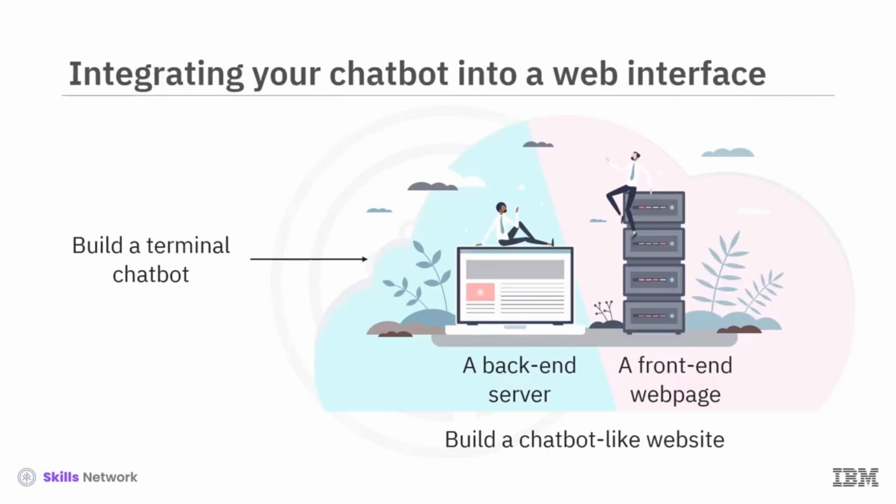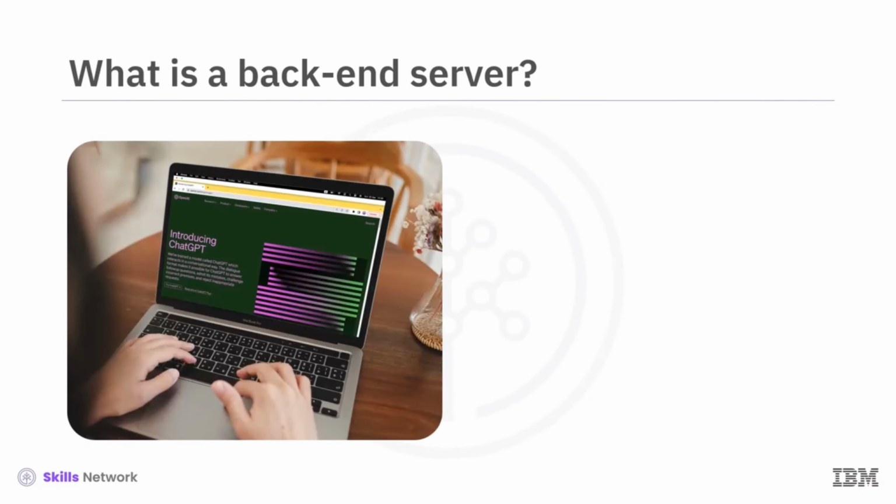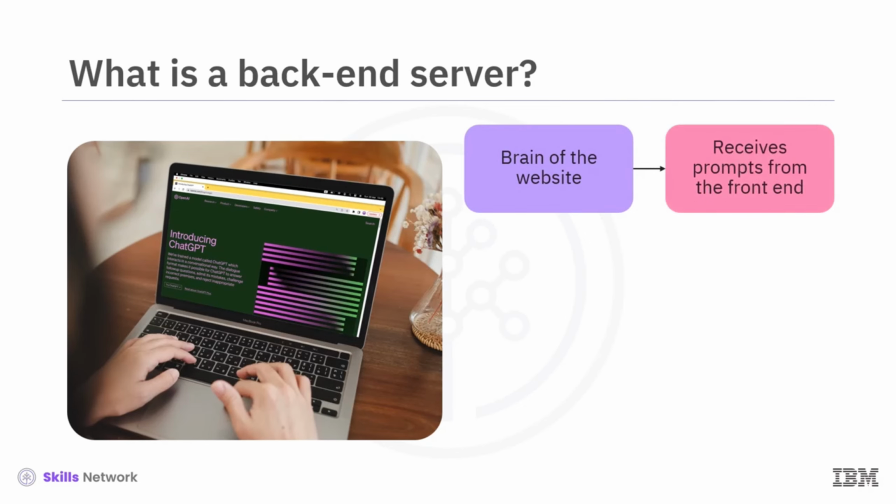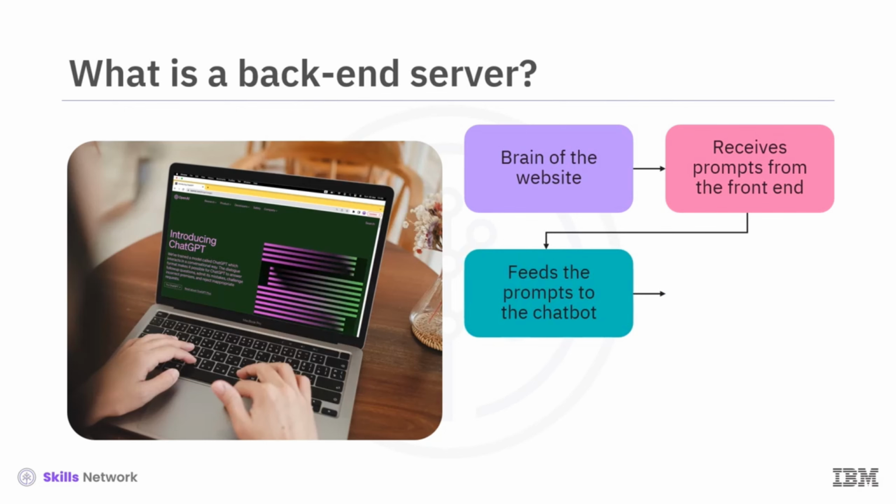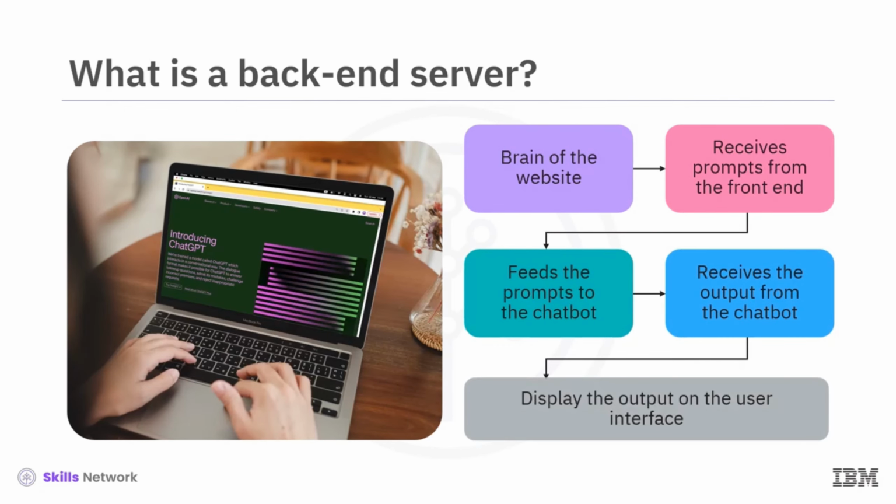To build a chatbot-like website, you need to create a backend server that hosts your chatbot and a front-end web page that communicates with your backend server. In a website, the backend server is like the brain of the application. In a chatbot application, the backend server will receive the prompts from the front-end interface and feed them to the chatbot. The server will then receive the output from the chatbot and display it on the front-end interface.